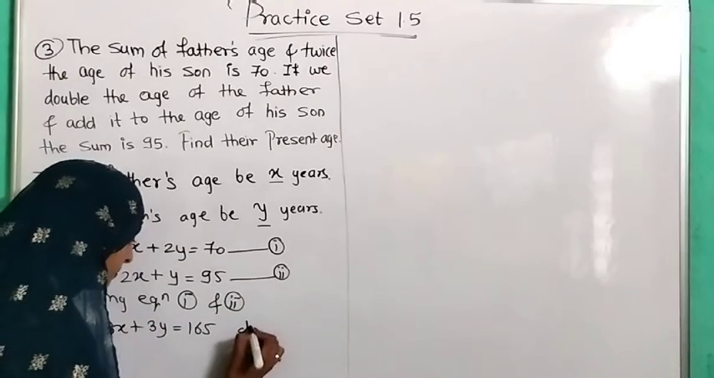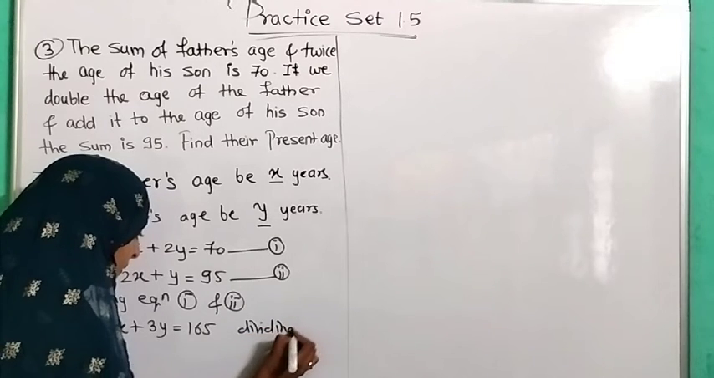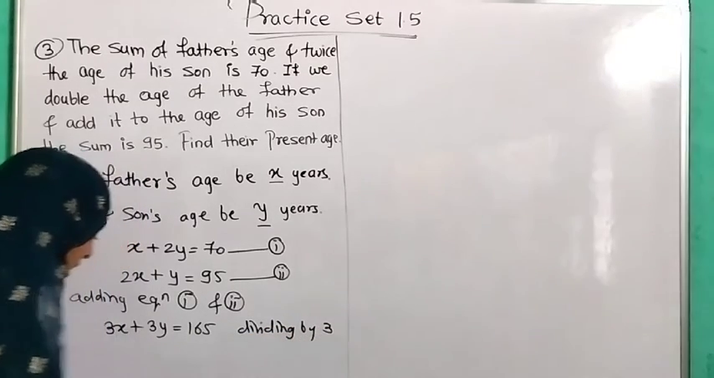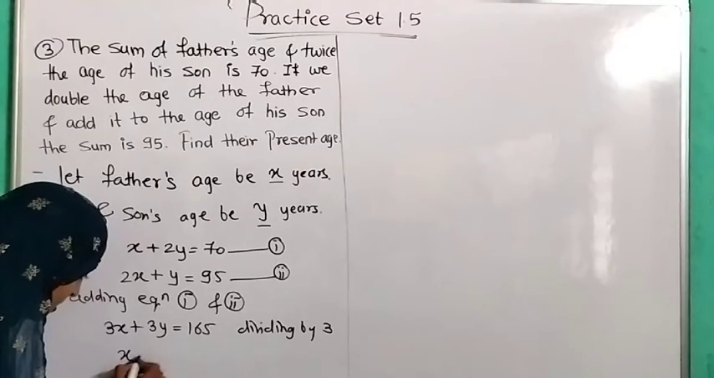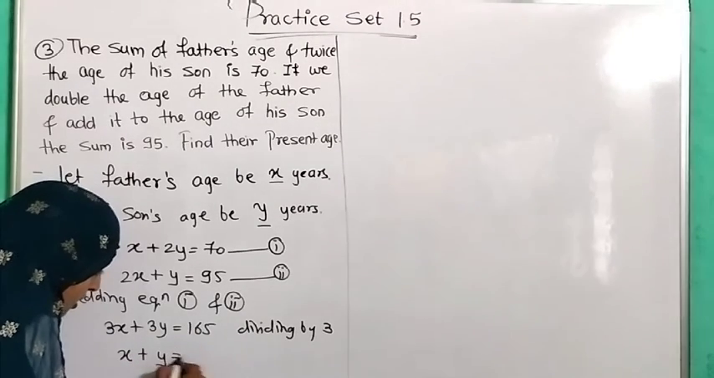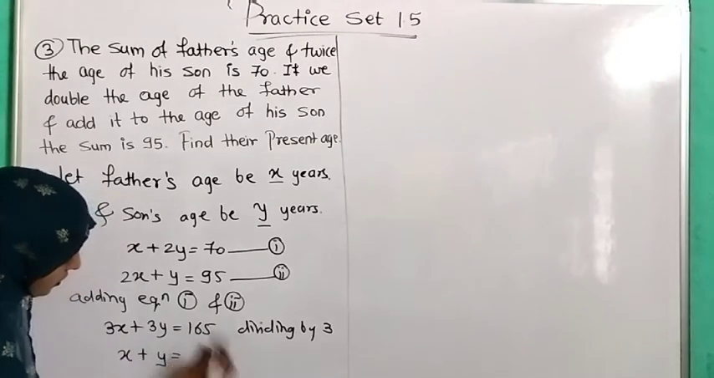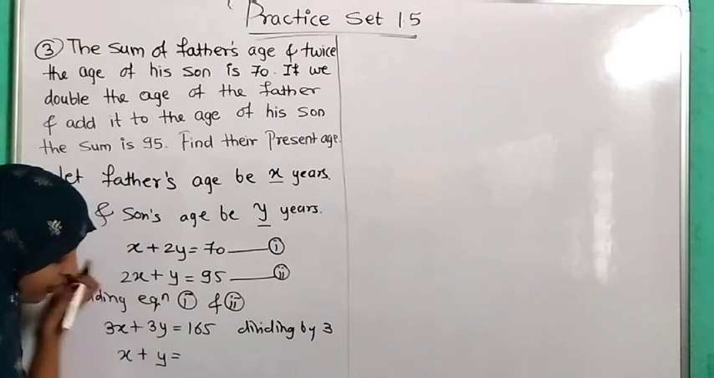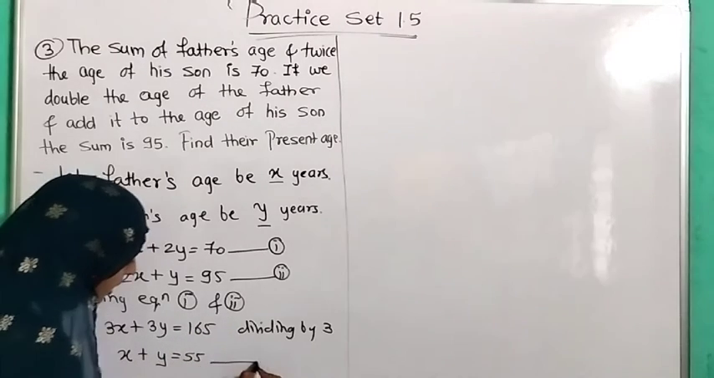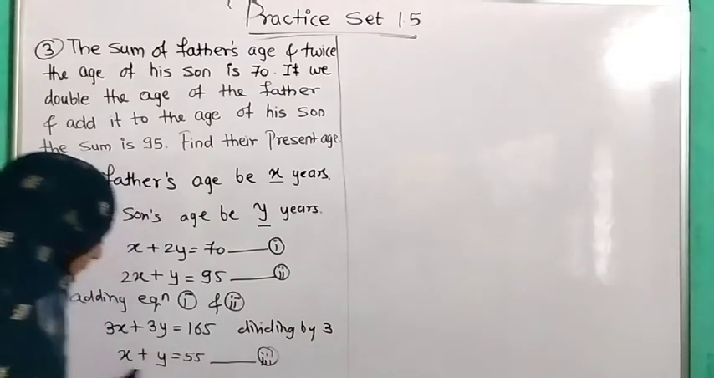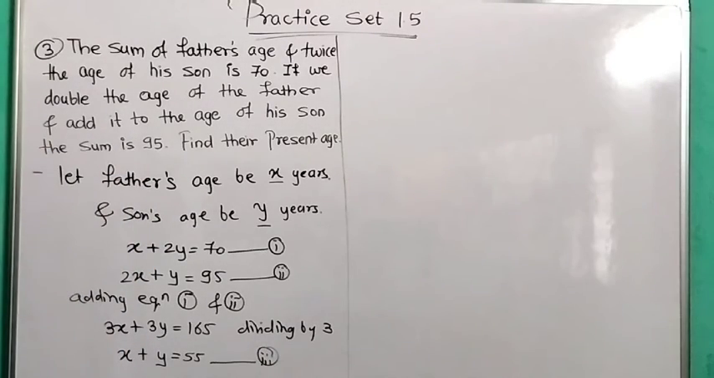So we simplify the equation by dividing by 3. If we divide this equation by 3, we get x plus y is equals to 55. 3 5s are 15, okay, 55. So we get equation number 3, x plus y is equals to 55.